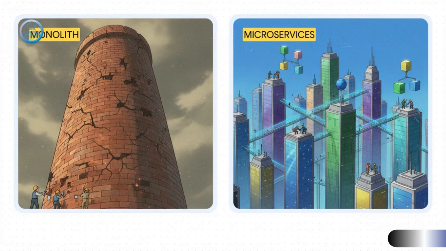A monolith, like you see on the left, is one giant application. So to change one small feature, you have to test and redeploy the entire thing, which is slow and incredibly risky. A microservices architecture, on the right, breaks that application down into a collection of small, independent services, each focused on a single business capability.